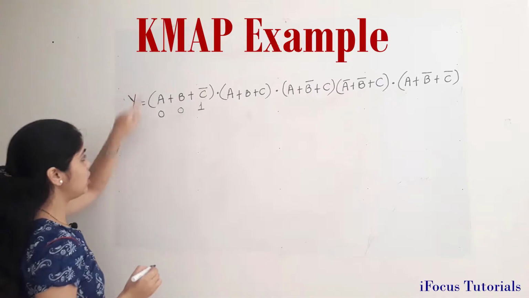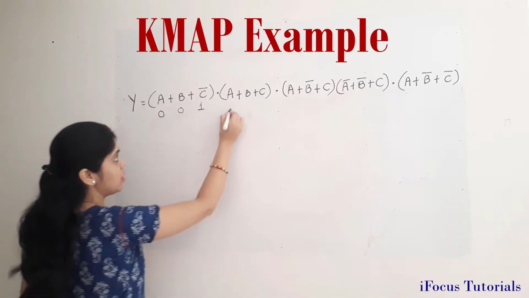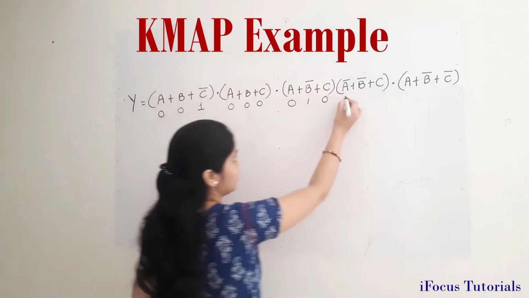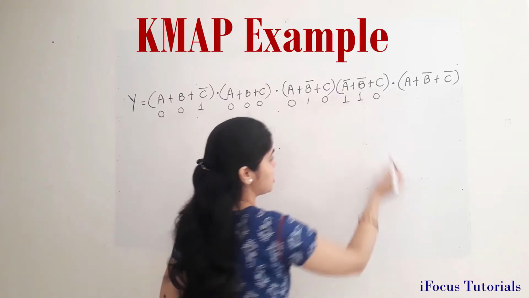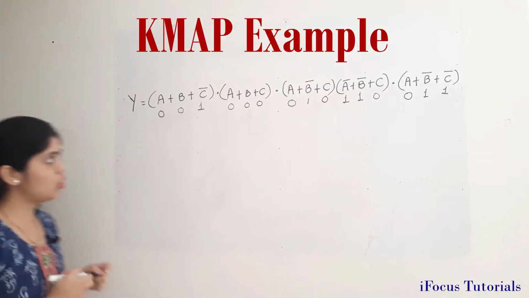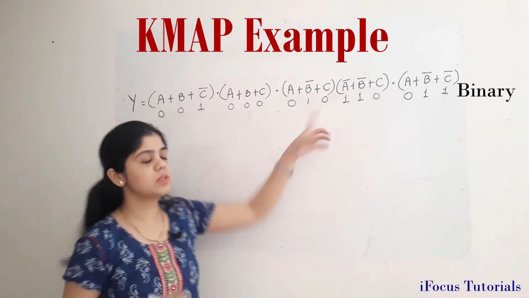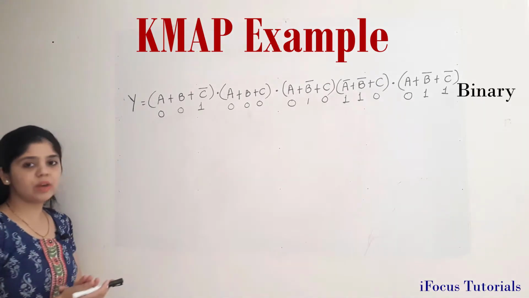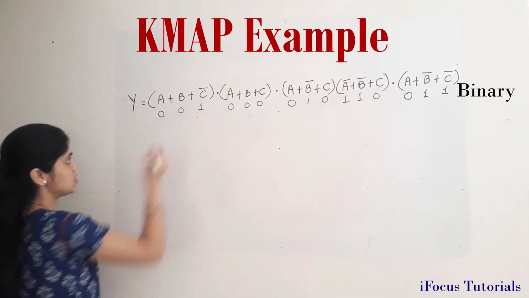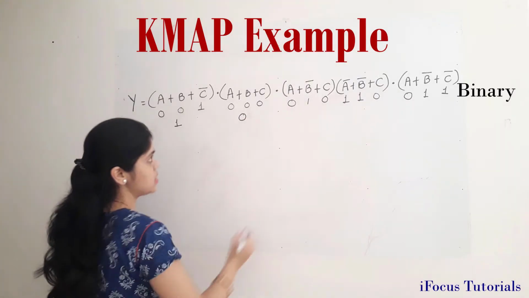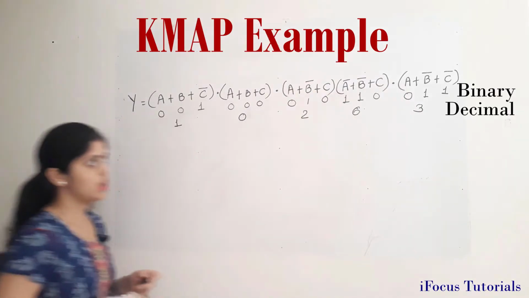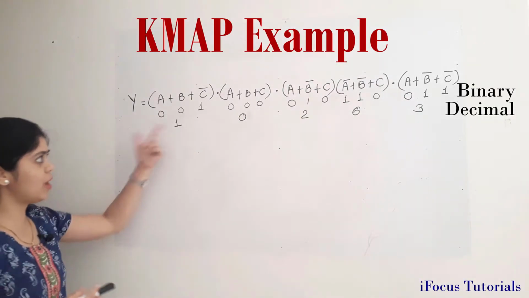So the first term will be represented as 0, 0, 1. Similarly, here 0, 0, 0. Similarly 0, 1, 0. Then 1, 1, 0. And last is 0, 1, 1. So I have written all the terms in terms of binary numbers. Now we have to represent these binary numbers in decimal numbers. So this is 1, this is 0, this is 2, this is 6, and this is 3. Now the next step has been done: we have our box numbers.